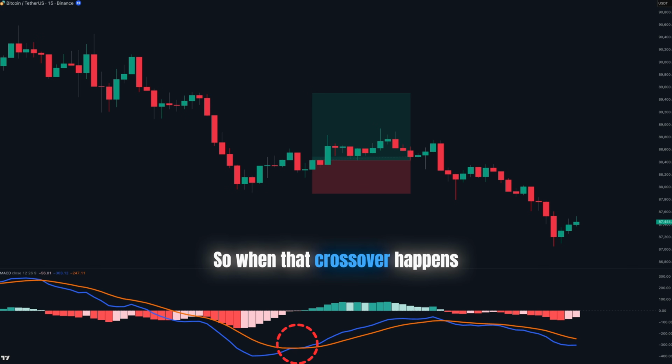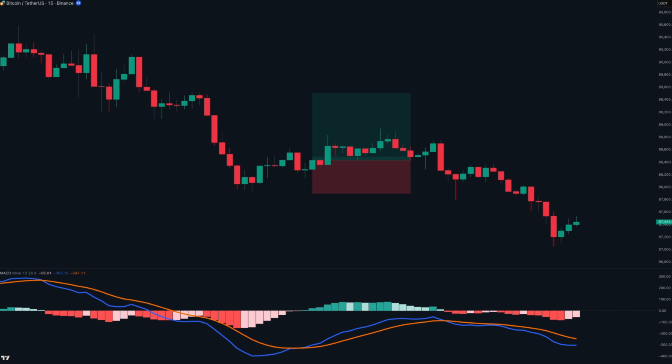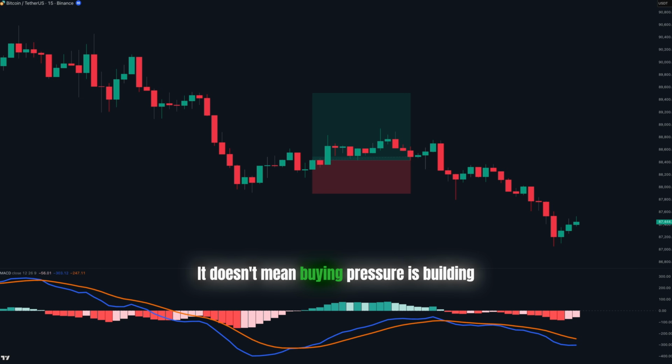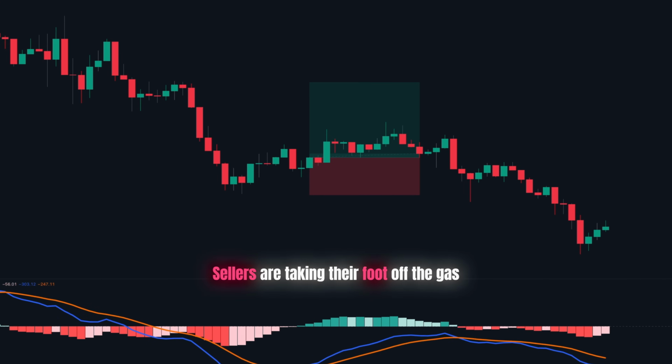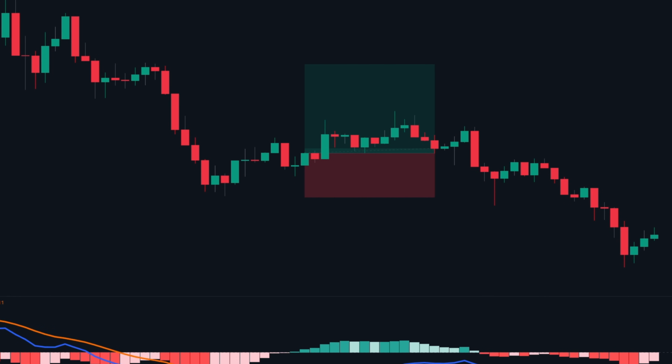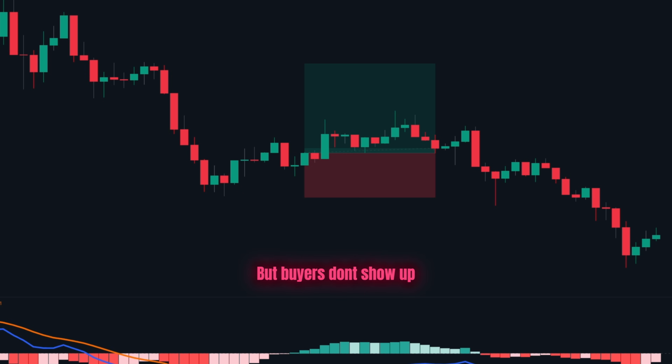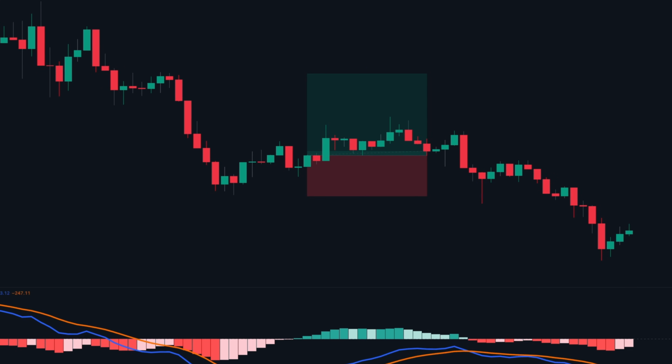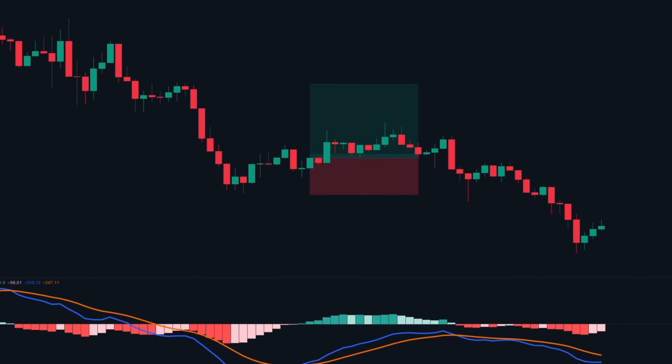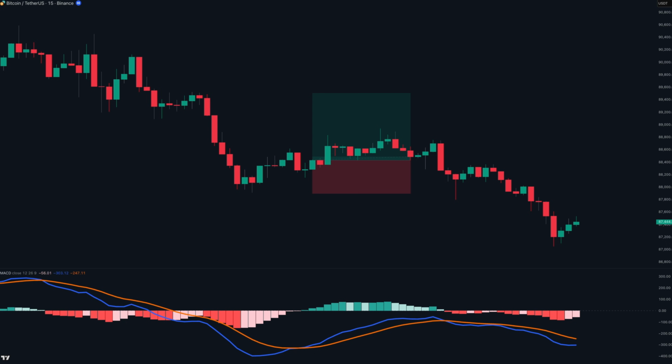So when that crossover happens, all it means is that selling pressure is easing off. That's it. It doesn't mean buying pressure is building. It just means sellers are taking their foot off the gas. And if sellers ease off, but buyers don't show up, price just sits there. It drifts sideways. There's no expansion, no rally, no follow-through. That's why this crossover failed. Momentum shifted from bearish to neutral, not from bearish to bullish. The crossover happened, but the buying pressure didn't.